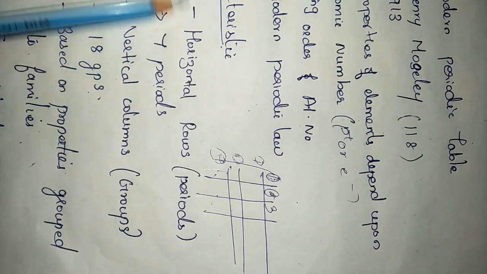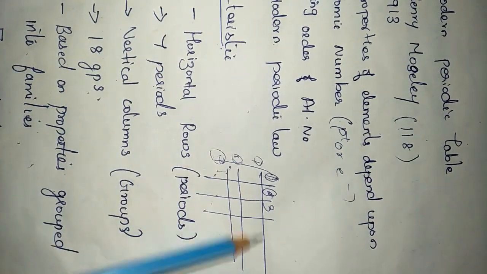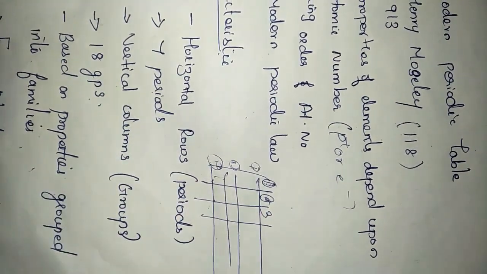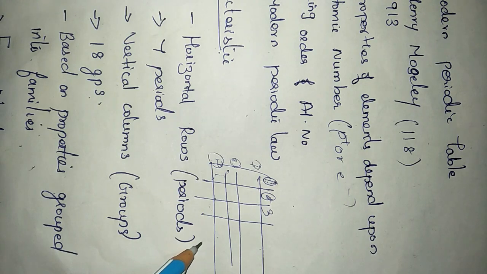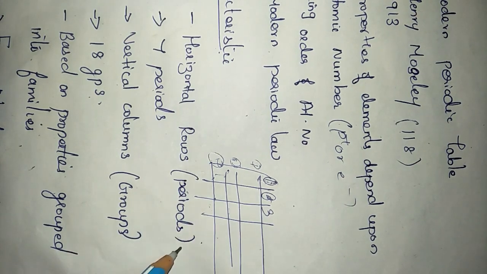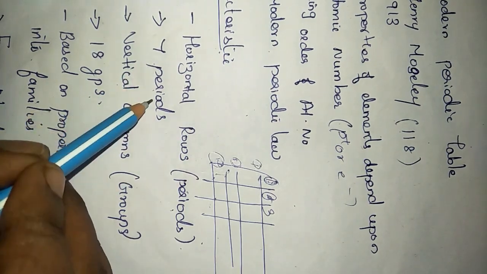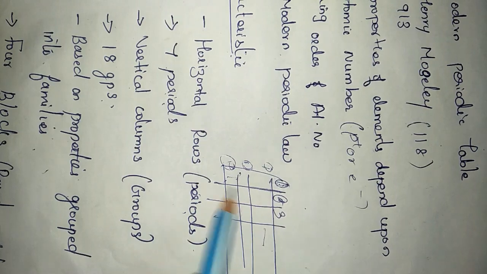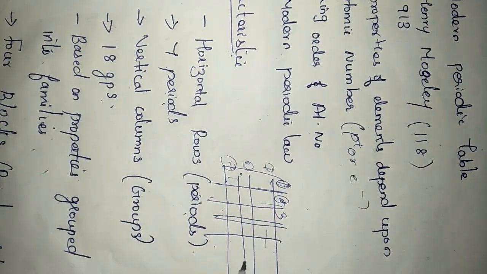Similar to Mendeleev's periodic table, here also there are horizontal rows. See, this is a row. This is a row. Like this, the table contains 7 rows, which can also be called periods. Horizontal rows are called periods. How many periods are there in total, students? 7 periods. And these vertical columns are called groups.